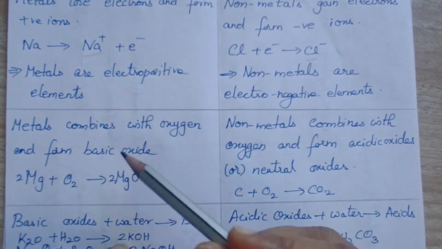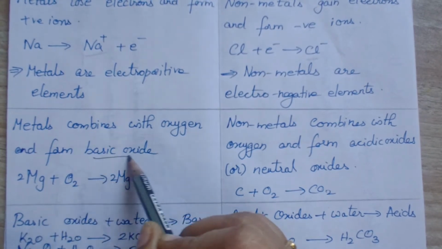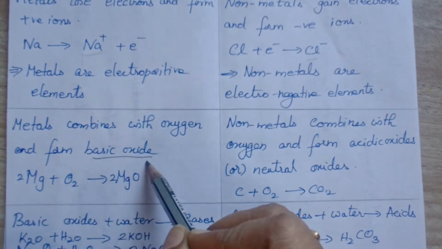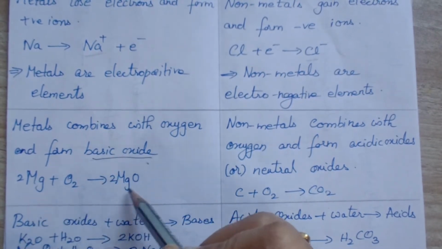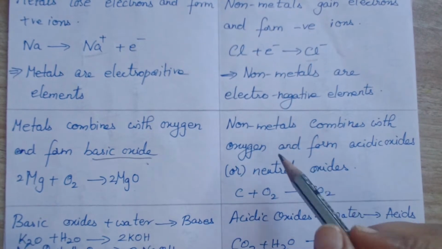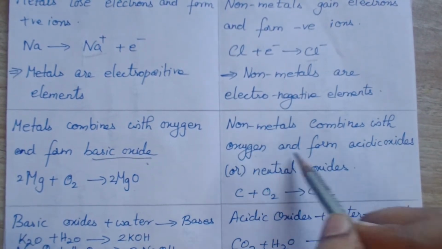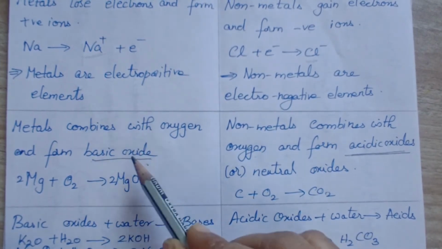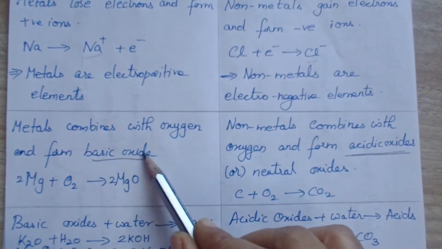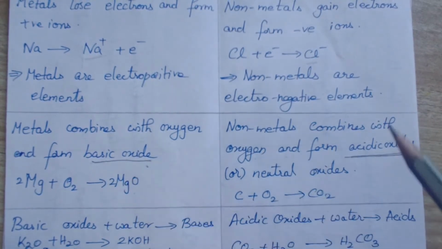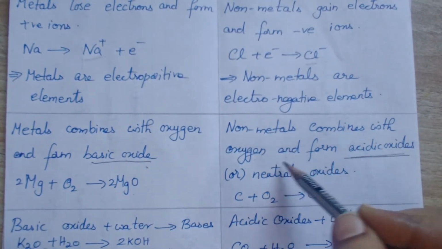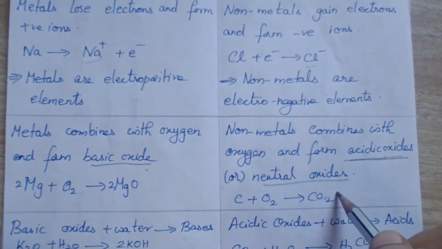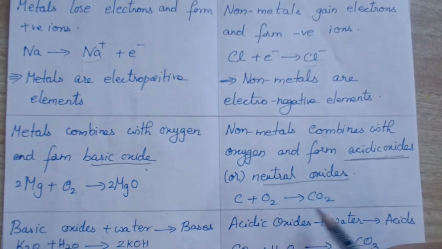Okay, then the reaction of metals with oxygen. Metal combines with oxygen to form basic oxide. All the metals will combine with oxygen to form a basic oxide. For example, Mg plus O2 gives MgO. Likewise, non-metals combine with oxygen to form acidic oxides, or neutral oxides. It may be acidic or it may be neutral. Carbon plus oxygen gives carbon dioxide.